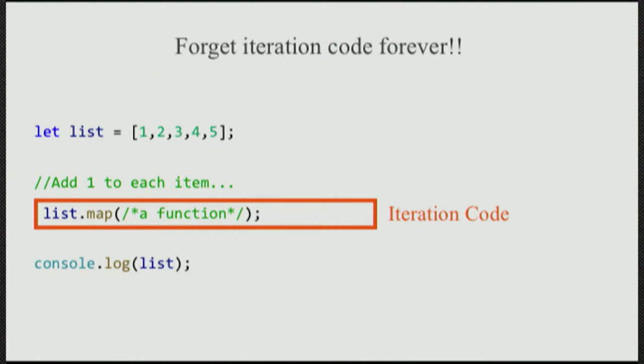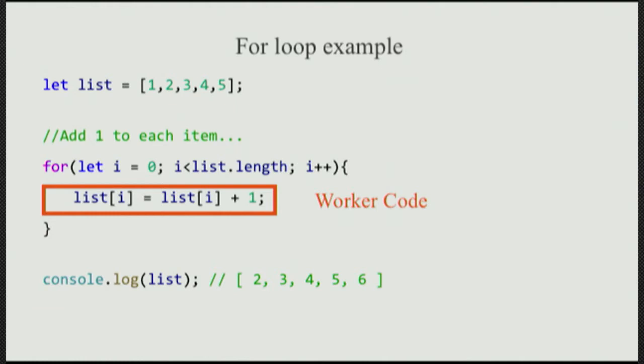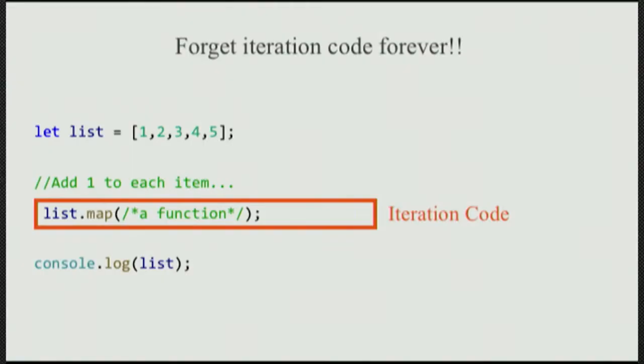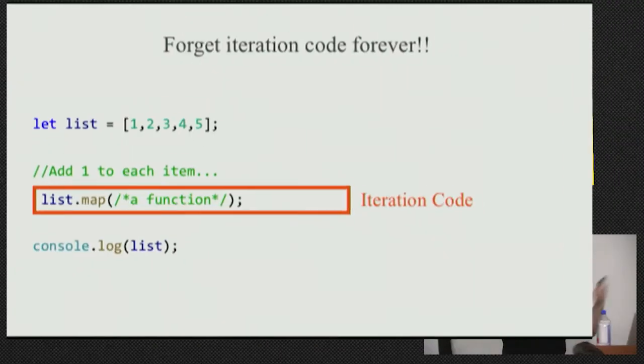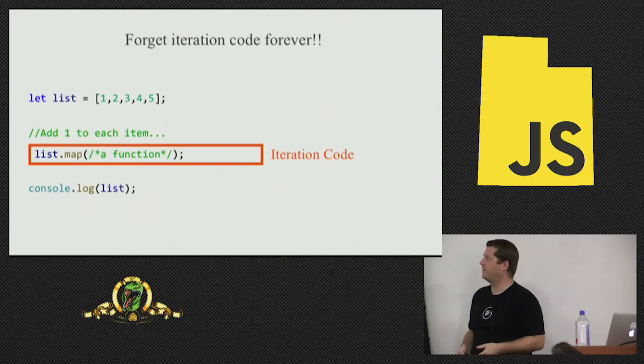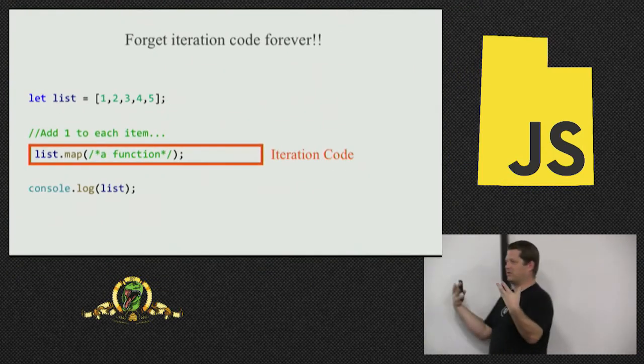Right, so list.map iterates over an array, and it applies a function to every item. What does this do? It iterates over an array and applies some code. Right, it's the same thing, but it's one line of code and I don't have to worry about anything. I just do list.map, right? It makes it significantly simpler and easier to do.